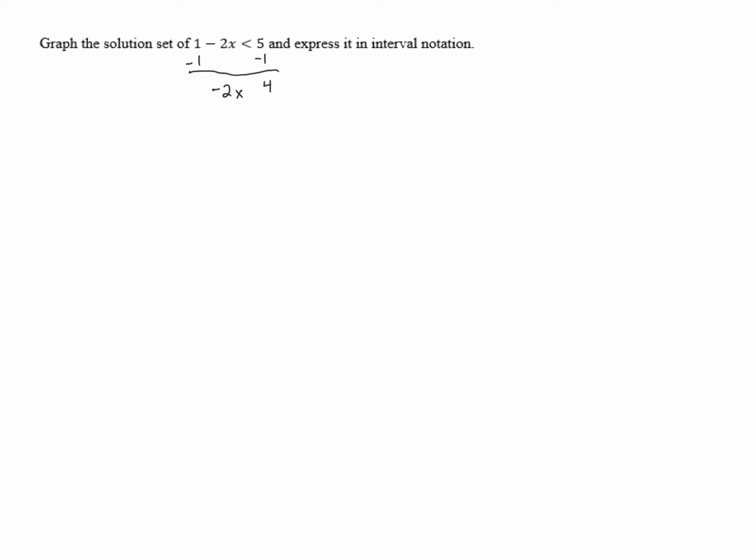At this point, we need to ask, do we need to flip the inequality symbol when we subtract 1 from both sides? And the answer is no, we do not flip the inequality sign when we're adding or subtracting on both sides. We only do that when we're multiplying or dividing both sides by a negative quantity. Therefore, we end up with negative 2x is less than 4.